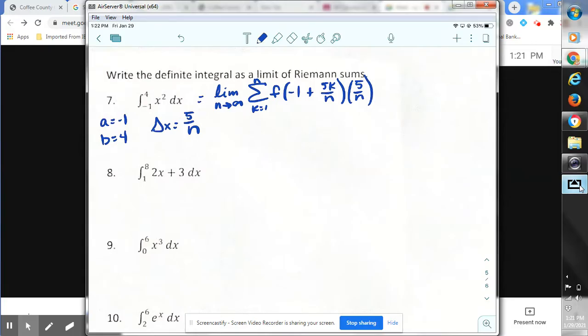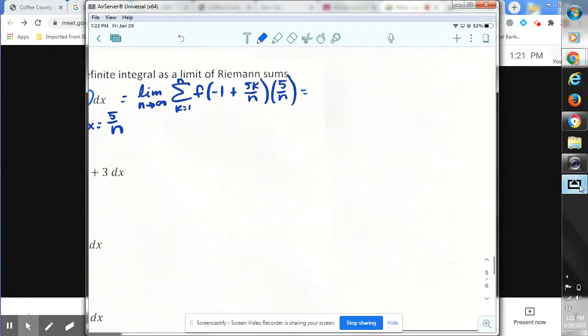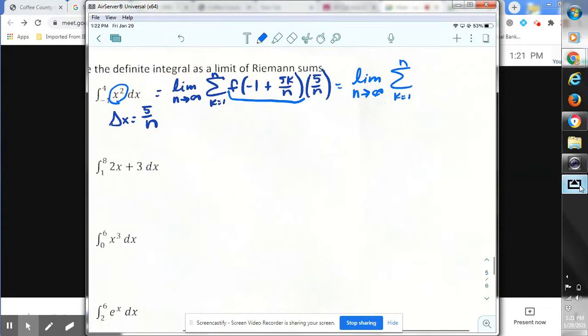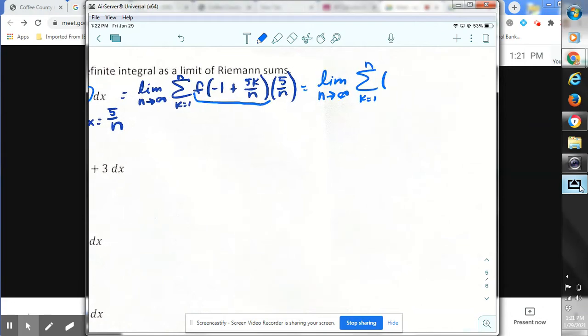All right, then I'm going to apply that to the actual function, which is x squared. So f of -1 plus 5k over n applied to f of x squared means we're just going to take what's inside those parentheses and square it. Okay, so your assignment is to go back and finish anything in this packet that we didn't do together.